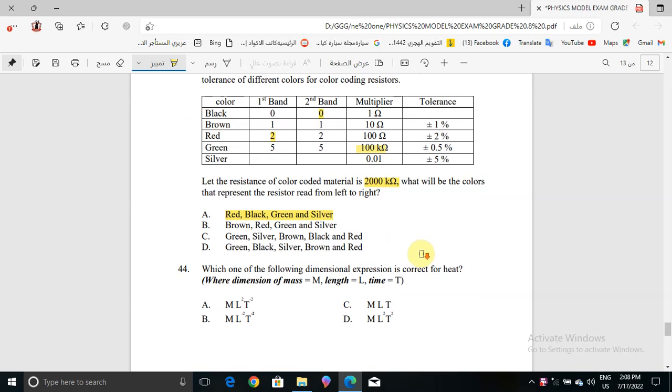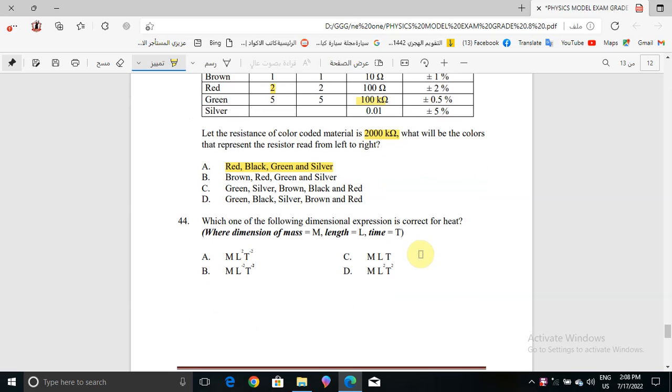Okay, now let's go for question number 44. Which one of the following dimensional expressions is correct for heat? It will be M L to the power of 2 times T to the power of -2, which is in choice A.